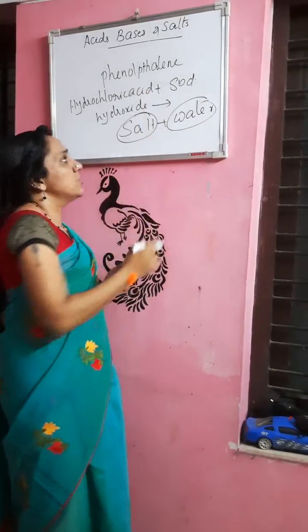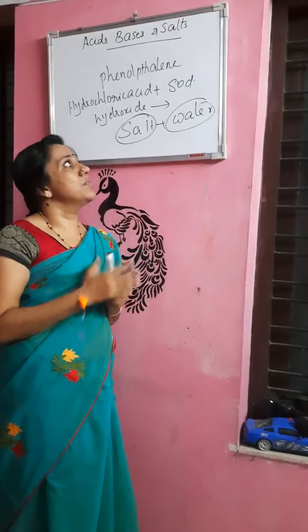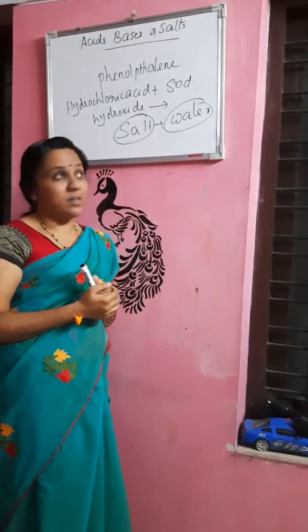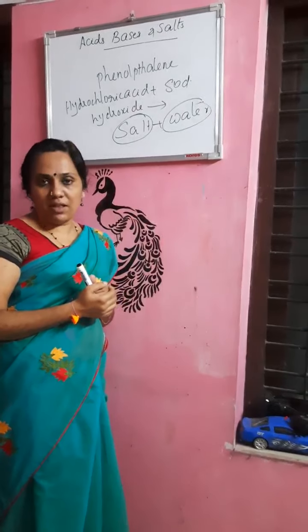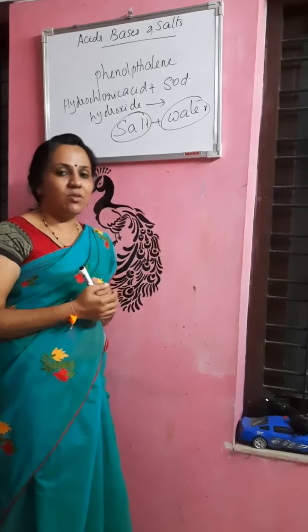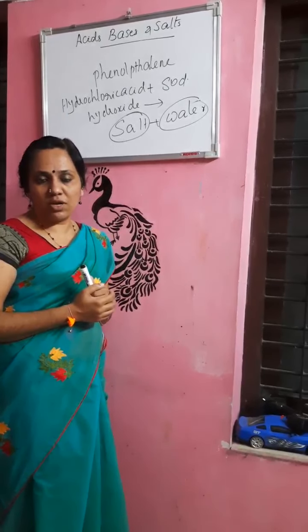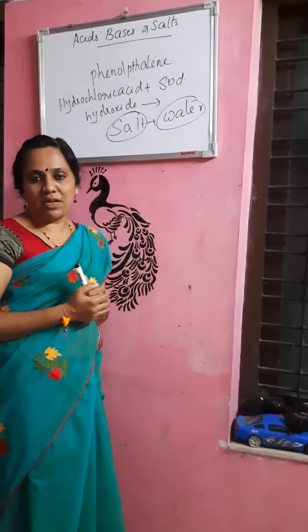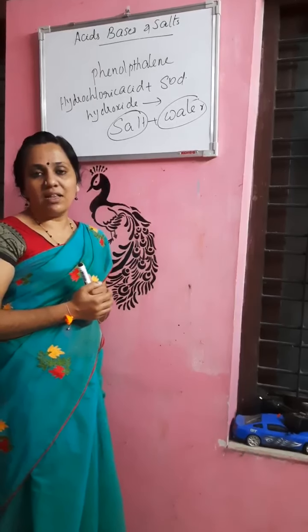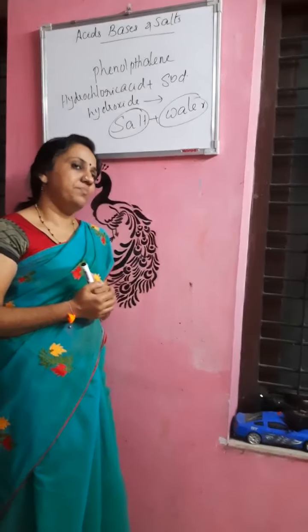So, if I am taking, instead of hydrochloric acid, sulfuric acid plus calcium hydroxide, then the product will be calcium sulfate plus water. Acid plus base gives salt plus water. When acid and base combine together, one of the products is salt and the other product is water. And it's an example for a neutralization reaction.